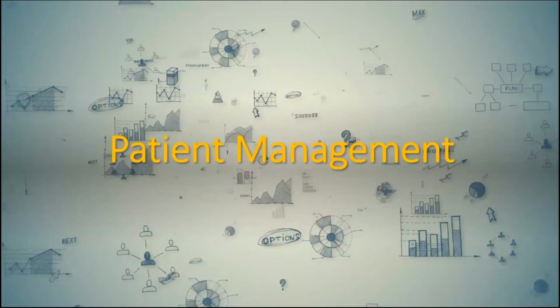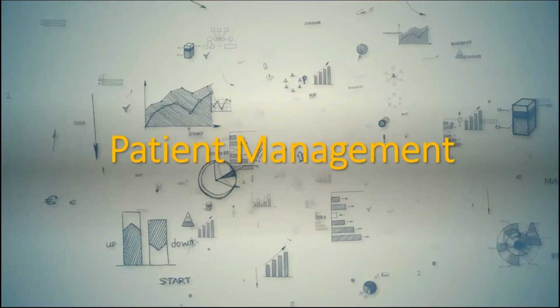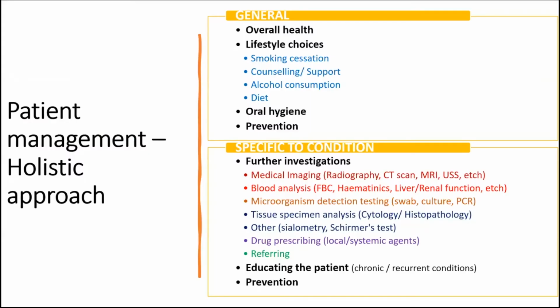So moving forward now to patient management. What do you need to do? First of all, you need to have the general management of the patient. We have to look at the overall health of the patient. We have to look at their lifestyle choices, whether they need smoking cessation, counseling or support for mental health issues, alcohol consumption support, diet support. Always enhance oral hygiene, and always look at the general approach to the patient from a preventative point of view.